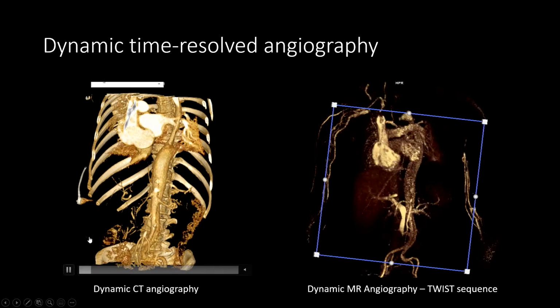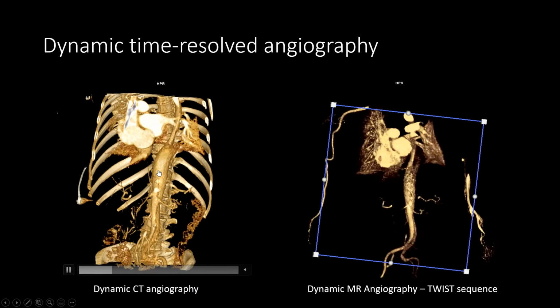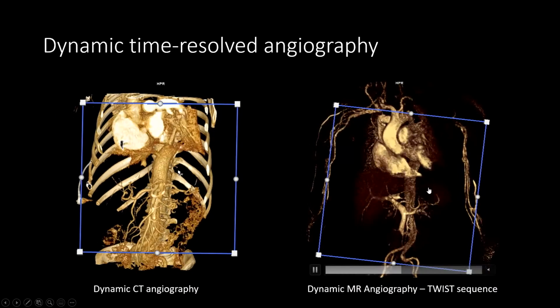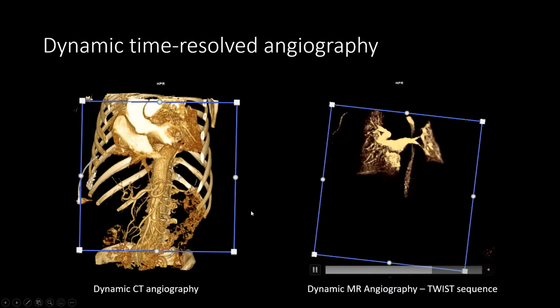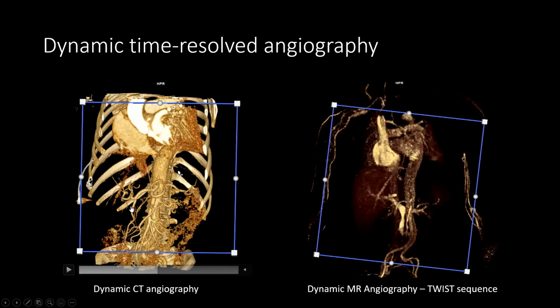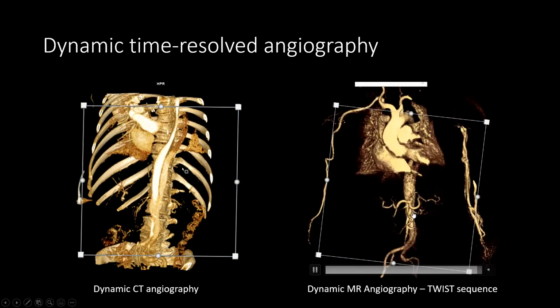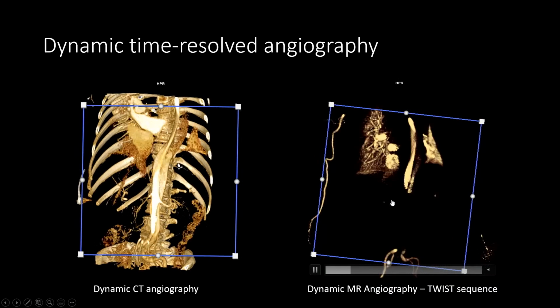So what you're seeing here is similar time-resolved angiography. The image on the left is from one of our dissection cases with CT. The image on the right is the same patient, who happened to have an MR, time-resolved MR angiography, and you can get similar information. You can even see the flow from the SMA into the SMV into the portal system so well.